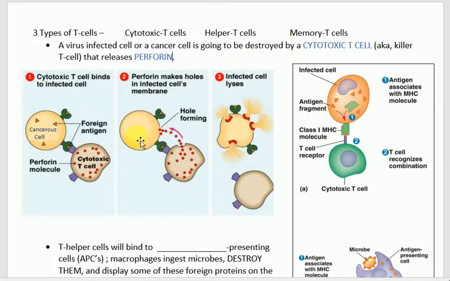So what's going to happen is the killer T cell or the cytotoxic T cell is going to bind to that infected cell. It's going to release that perforin molecule. And perforin does exactly what it sounds like it does. If you look at the base of the word, it's like perforated. It is going to form holes. And then the cell will lyse. Okay?